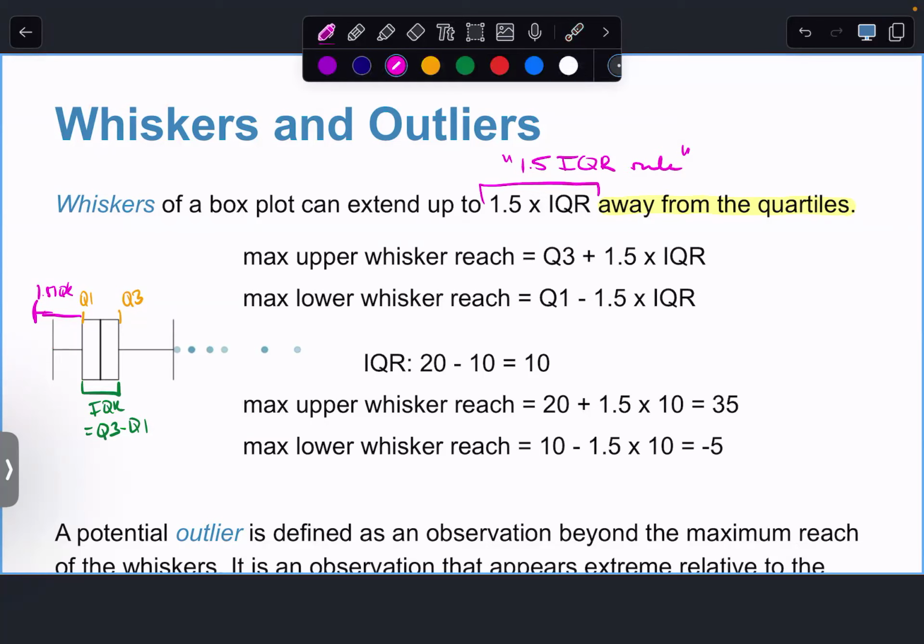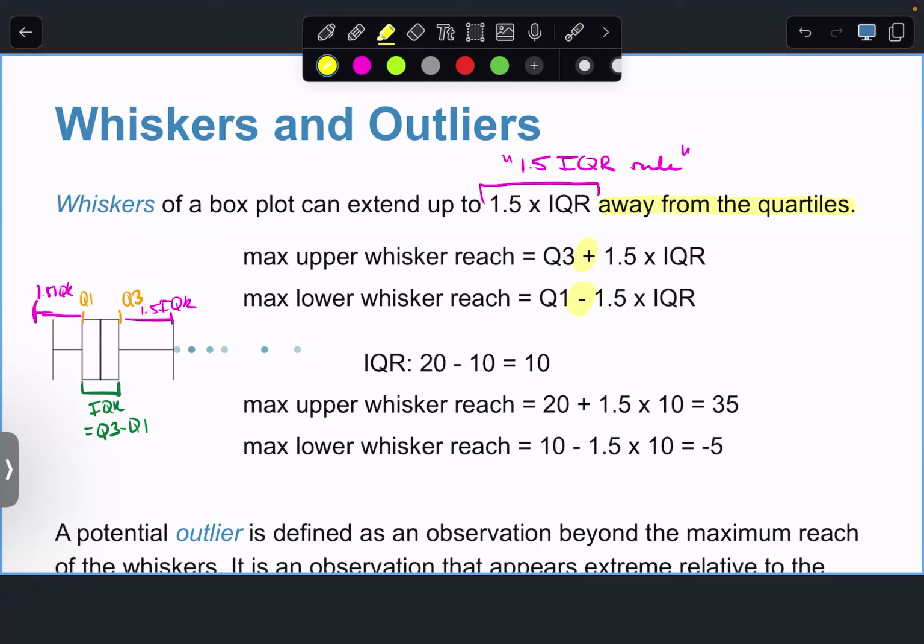Then you're allowed to go up 1.5 times the interquartile range. If you're going up from Q3, that's why it's Q3 plus 1.5 times the interquartile range. And if you're going down from Q1, that's why it's Q1 minus 1.5 times the interquartile range.